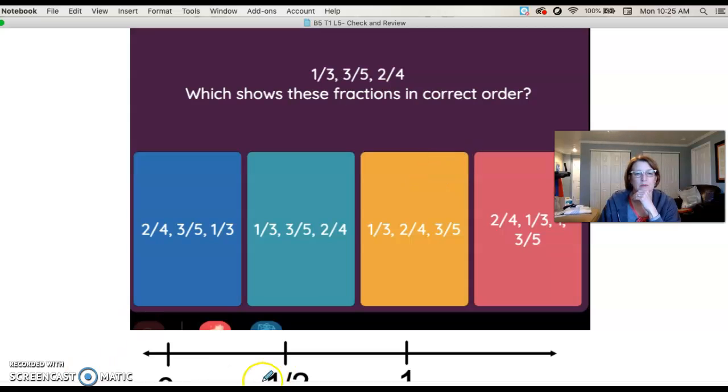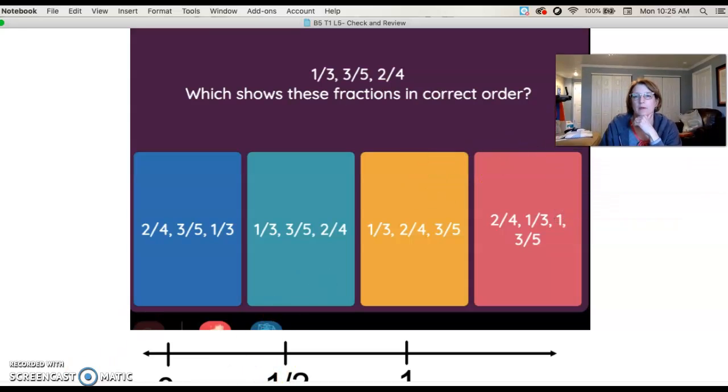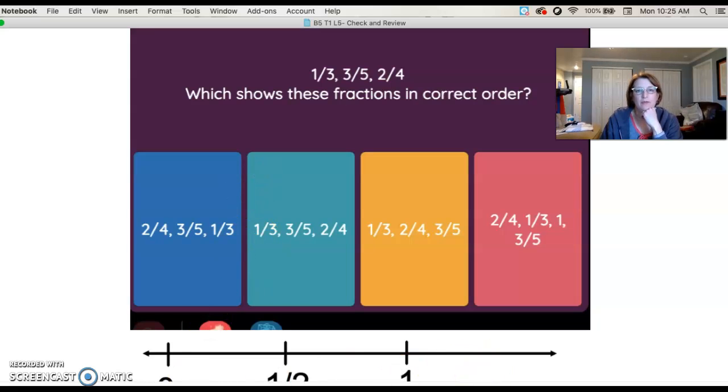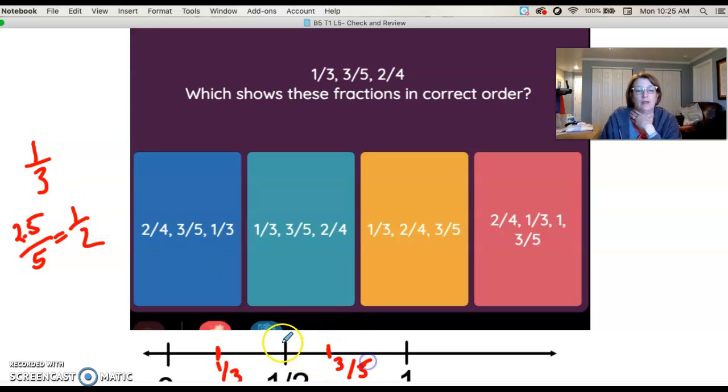Uh-oh, my gizmo here's in the way. Move me up here out of the way. Got 1/3, 3/5, and 2/4. And it looks like my screen's not big enough. So if we start with 1/3, we know that 1/3 has to be less than a half, because if we take one whole and cut it into 3 parts, those parts would be smaller than if we cut it into 2. A half of 5 is 2.5. So 3 is more than half. And 2/4 is exactly half.